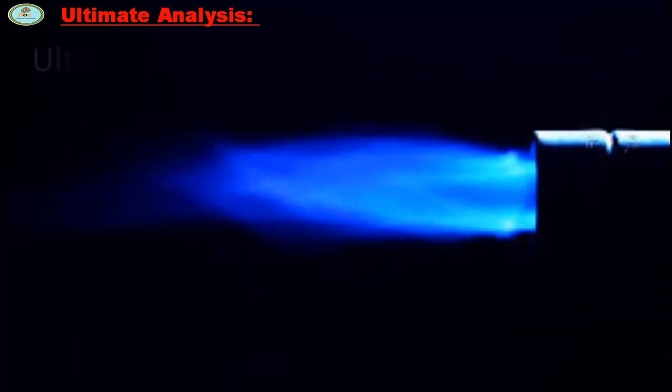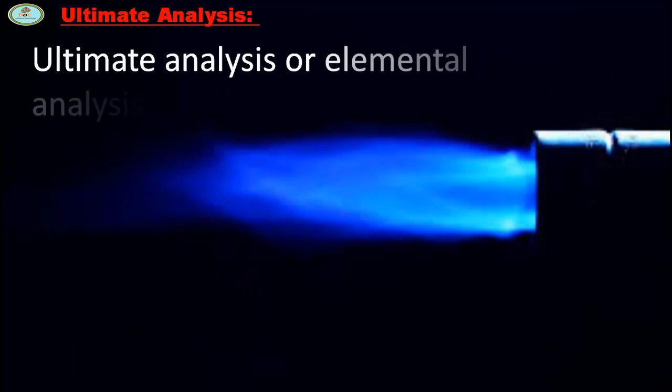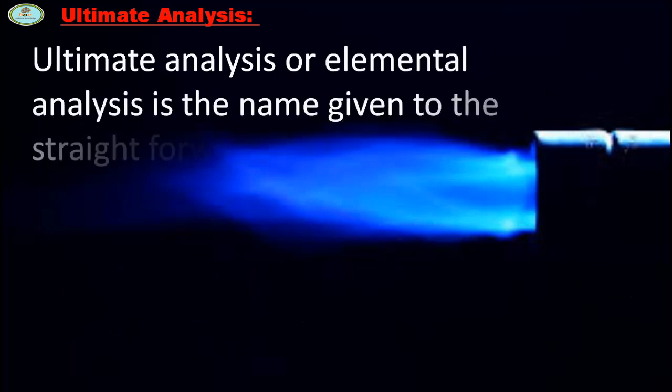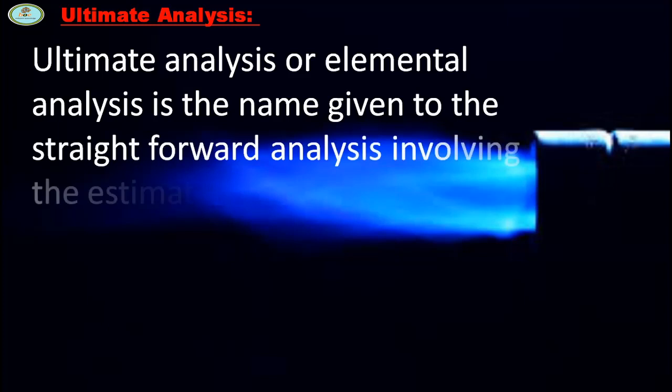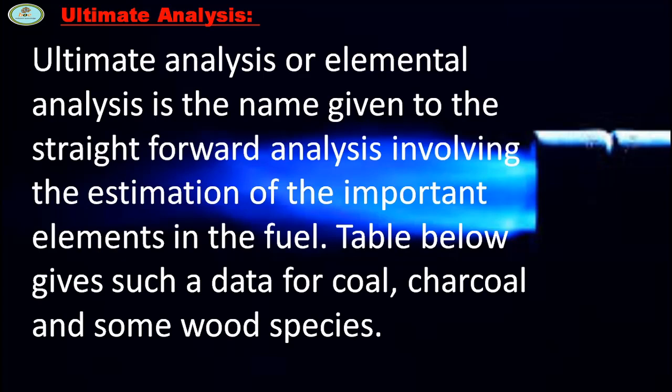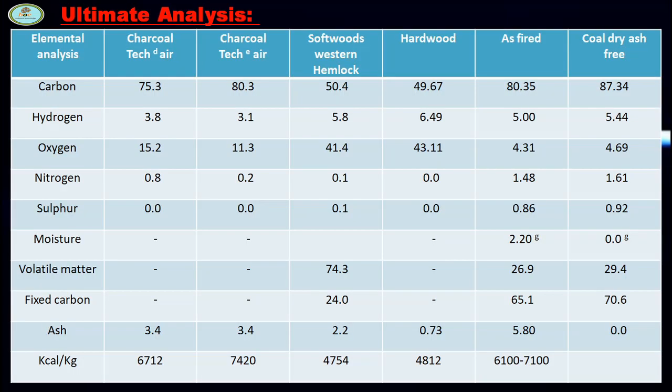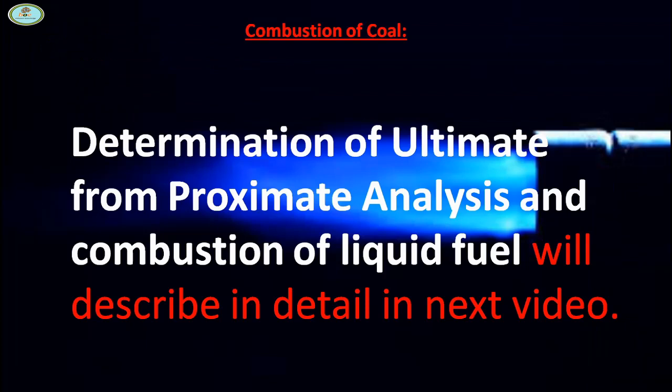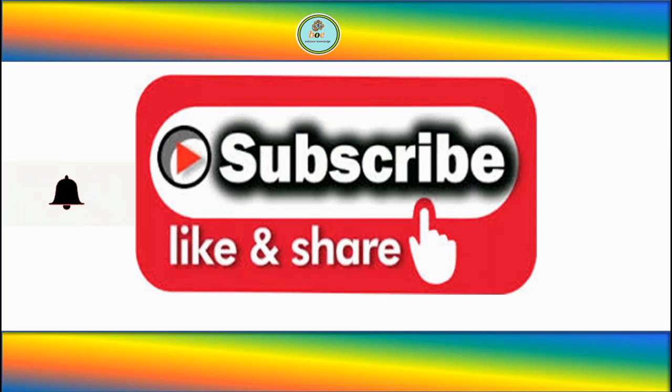Ultimate analysis, or elemental analysis, is the name given to the straightforward analysis involving the estimation of important elements in the fuel. The table below gives such data for coal, charcoal and some wood species. A typical ultimate analysis is given here for some fuels: charcoal, soft western coal and hardwood. Determination of ultimate from proximate analysis and combustion of liquid fuel will be described in detail in the next video.